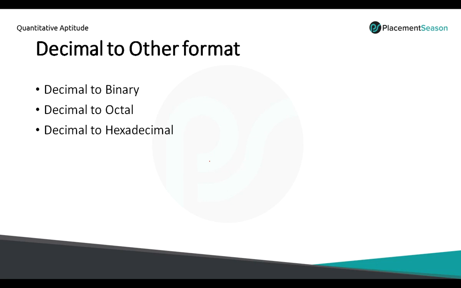So if you want to convert the given decimal number to other format, you have to divide the given number by destination's base value and write the value from bottom to top. Let's take a simple example. So I need to convert this 25 in decimal to binary. So I have to divide this 25 by destination's base value. Destination base value for binary is 2, octal is 8 and hexadecimal is 16.